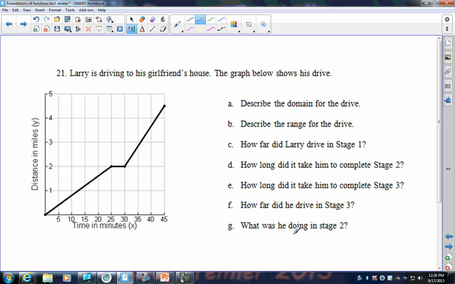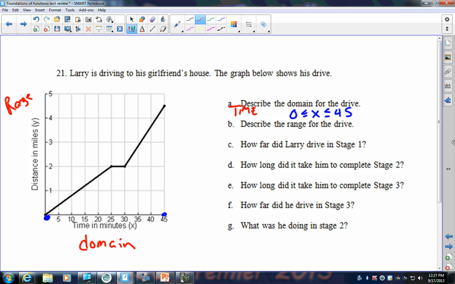Now, number 21. Larry is driving to his girlfriend's house. Describe the domain for the drive. We can do this 2 different ways. One, I know domain is X, so here's my domain. Some of you need to label it on your graphs, and Y is range. My domain is going to be my time, but then to write it better, it's continuous because it is a line. It starts at 0, and it goes and ends all the way out here at 45. So I have 0 less than or equal to X less than or equal to 45.